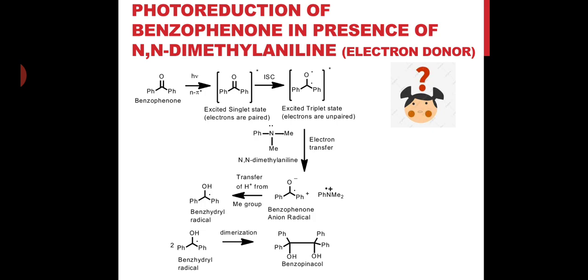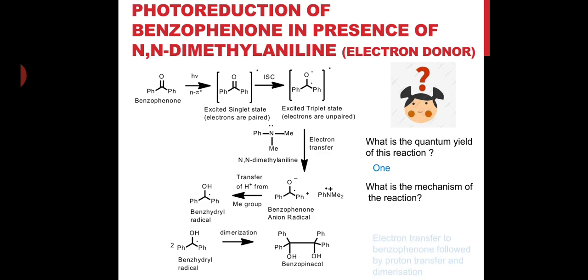Okay, here is a cute young girl again with some questions. What is the quantum yield of the reaction? What is the mechanism of the reaction? The quantum yield of the reaction is 1, as here one photon can activate one molecule. And the mechanism of the reaction is electron transfer followed by proton transfer and dimerization.